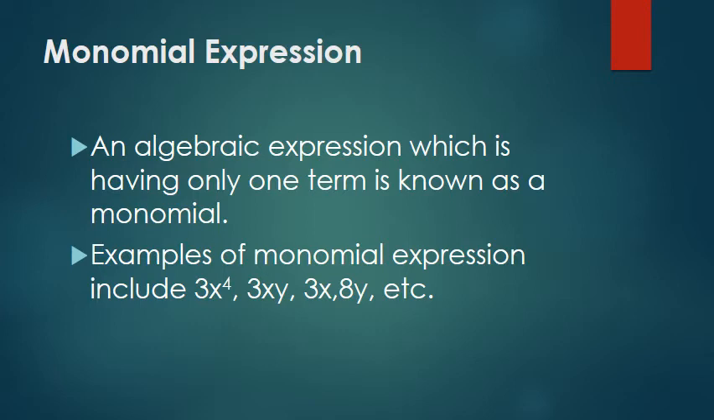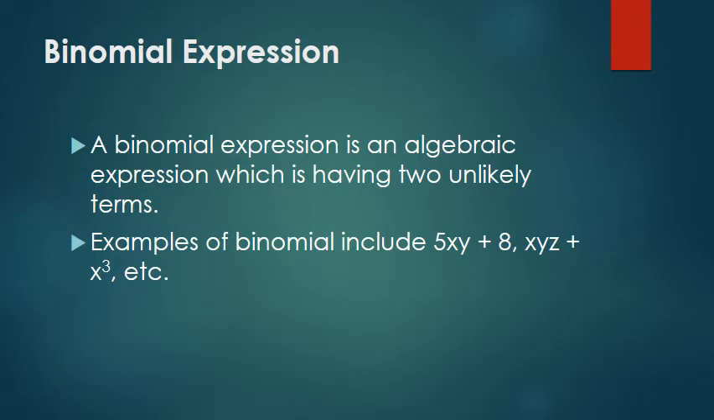An algebraic expression which has only one term is known as a monomial expression. Examples can be 3x raised to the power 4, 3xy, 3x, 8y. They are all algebraic expressions with one and only one term. The next one is the binomial expression, an expression with two unlike terms. Examples are 5xy plus 8, xyz plus x cube. They are all binomial expressions.